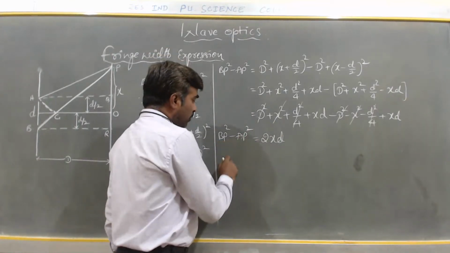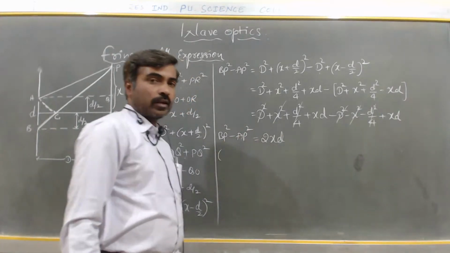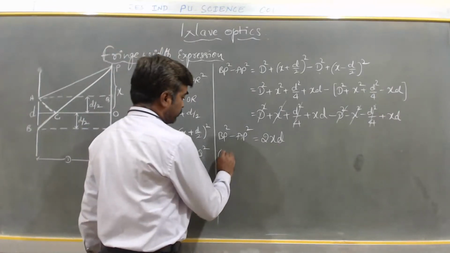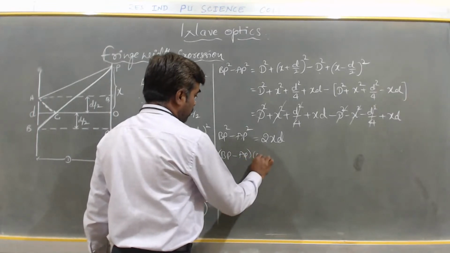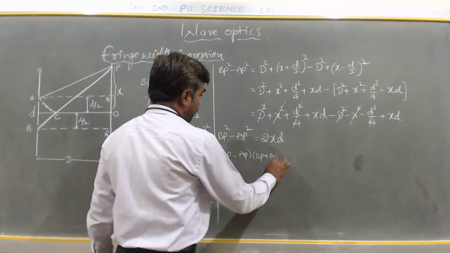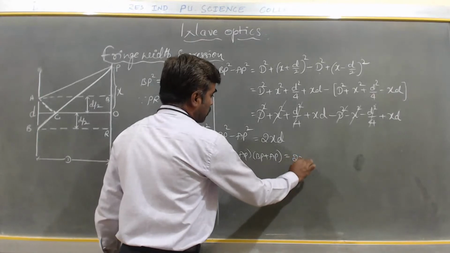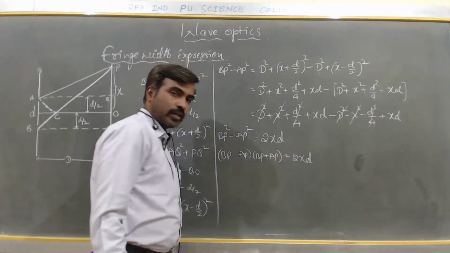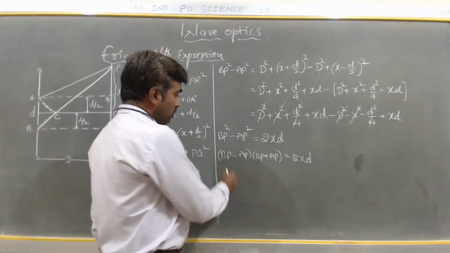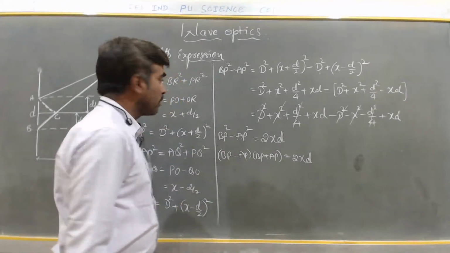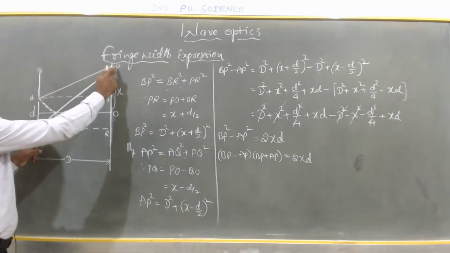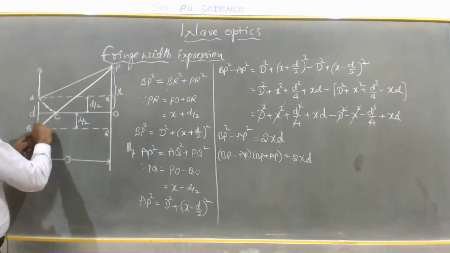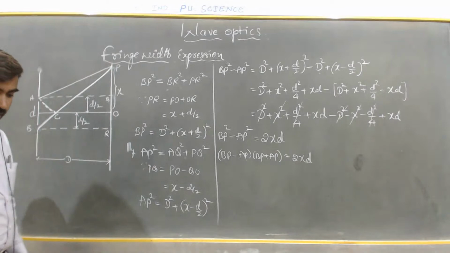So this can be written in terms of A square minus B square, that is BP minus AP into BP plus AP, which equals 2XD, as it is we are writing. This BP minus AP will give you the path difference. BP minus AP, this one will give you the path difference delta.